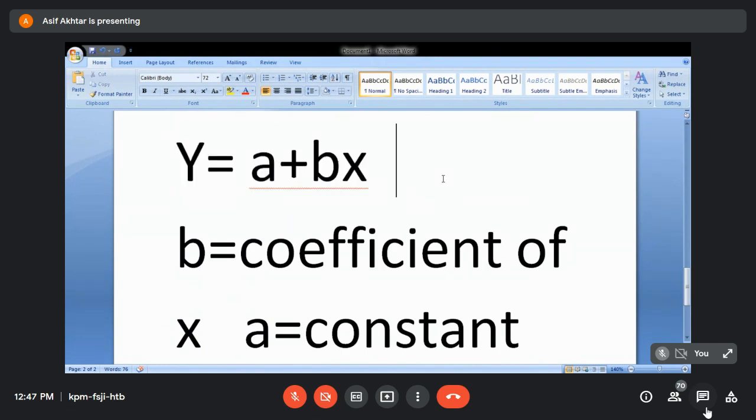आपको हमेशा याद रखना है कि this is the dependent variable, this is a which is constant, this is the independent variable, and the number attached with this is considered to be the coefficient. This is a very, very important thing that you need to understand. Any confusion, any question from your side, any clarification? No, sir. Everything is clear.